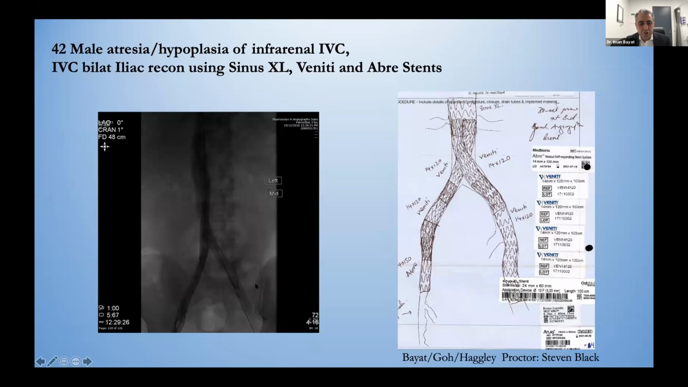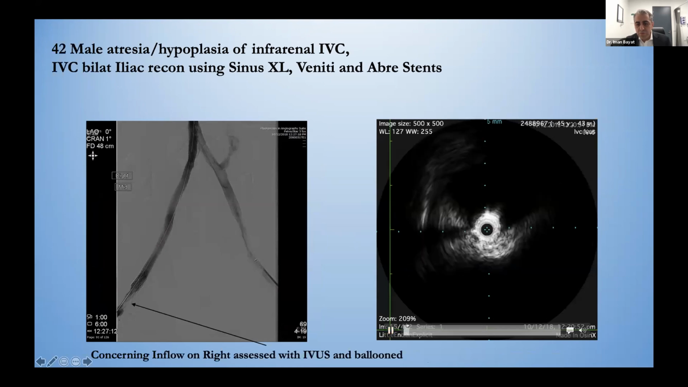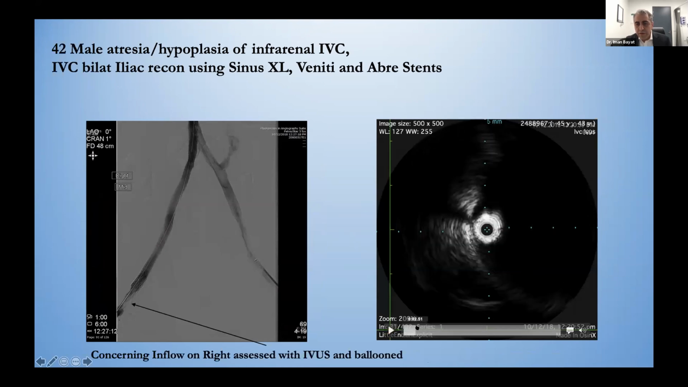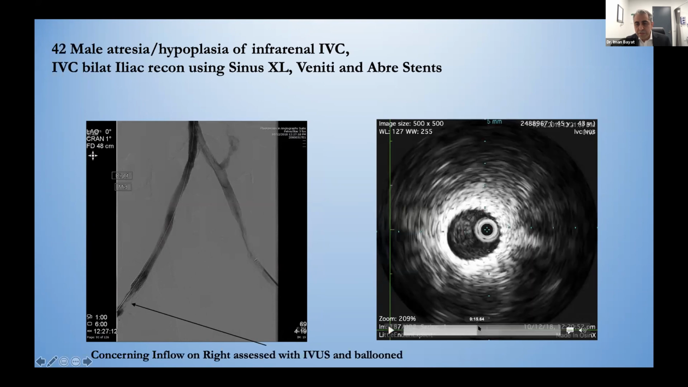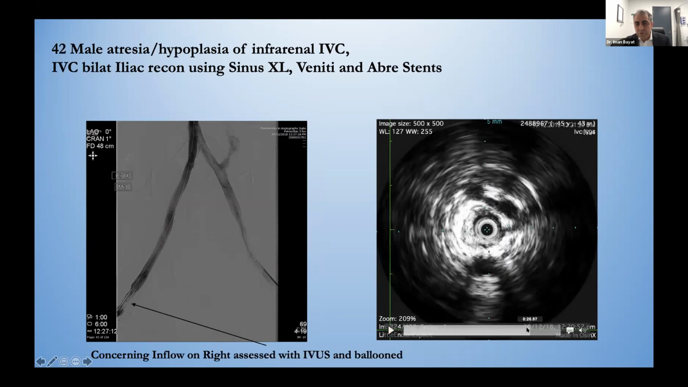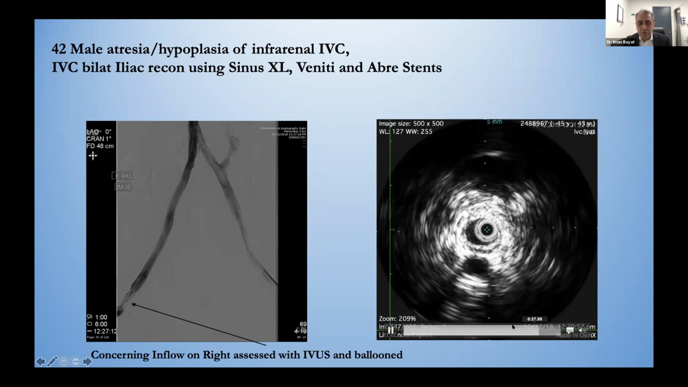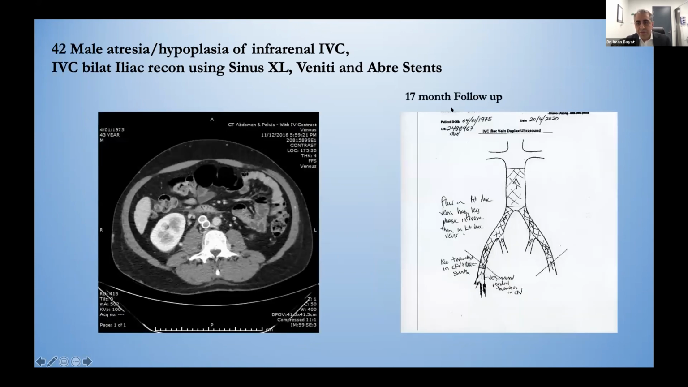We were a bit concerned about the inflow on the right-hand side, and this is where IVUS is incredibly useful, where we can see the stent and its contours, make sure there's no stent compression, and then come down and see, wow, that's quite narrow. So we re-ballooned that. At 17 months follow-up, the patient is asymptomatic and the stents remain patent.